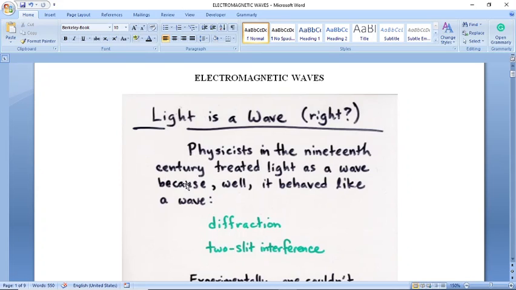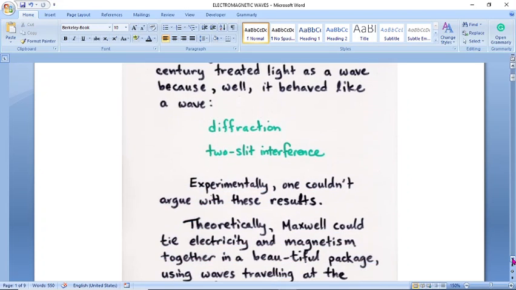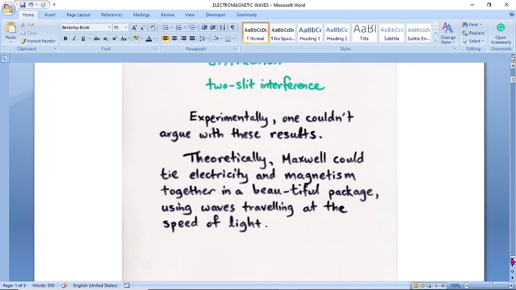Physicists in the 19th century treated light as a wave because it behaved like a wave. It showed diffraction and two-slit interference. Experimentally, one could not argue with these results. But theoretically, Maxwell could tie electricity and magnetism together in a beautiful package using waves traveling at the speed of light.